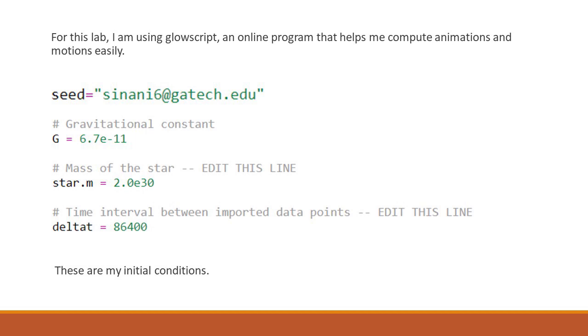Given the starter code, I entered this seed, which determines my unique trajectory. And then we're taking the gravitation constant as 6.7 times 10 to the power negative 11. The mass of the star is 2 times 10 to the power 30, and delta T is 86,400 seconds, which is equal to 24 hours.